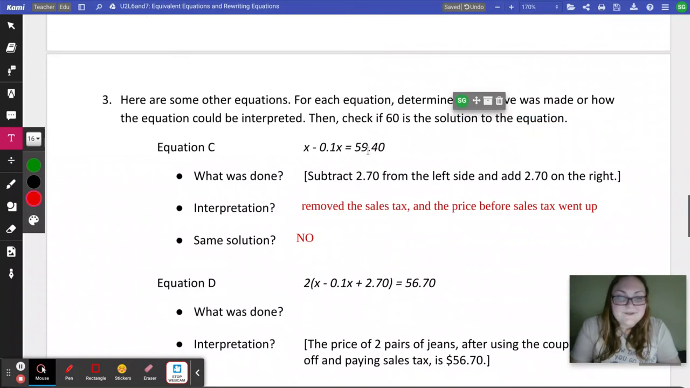That's not to say this equation doesn't represent a pair of jeans. You solve this, you're going to get a different cost for these jeans. So these jeans could exist out there. They're just not talking about the same situation anymore. They're not talking about our $60 pair of jeans anymore.